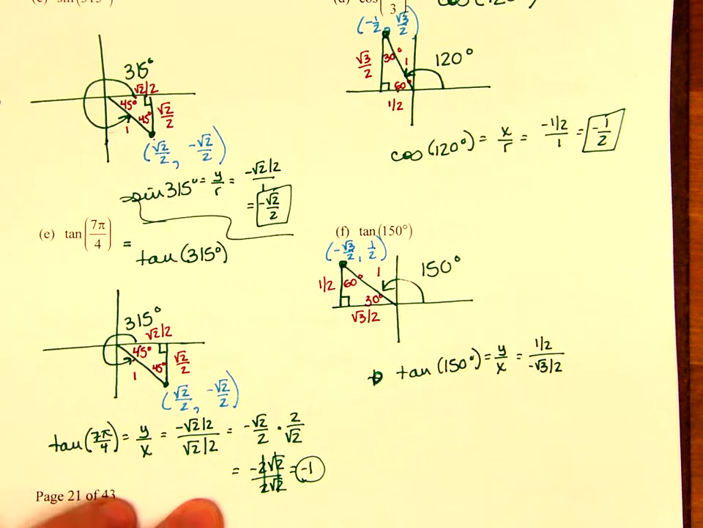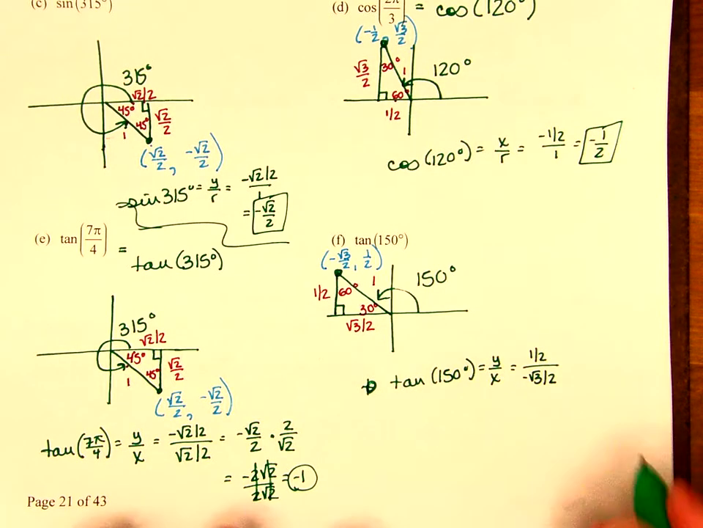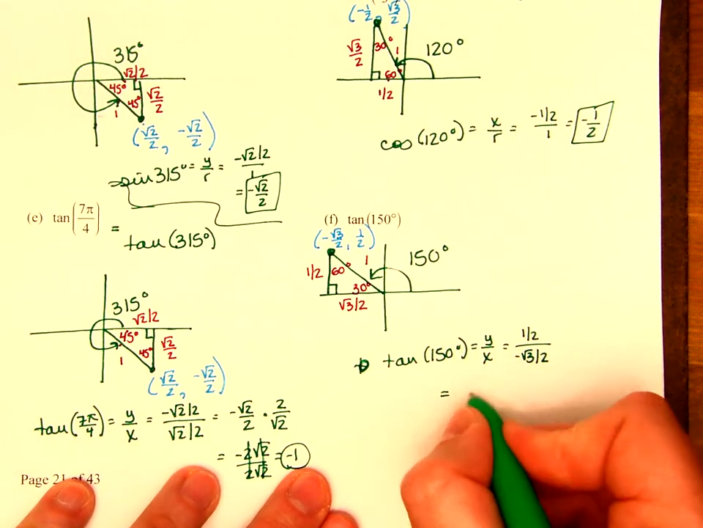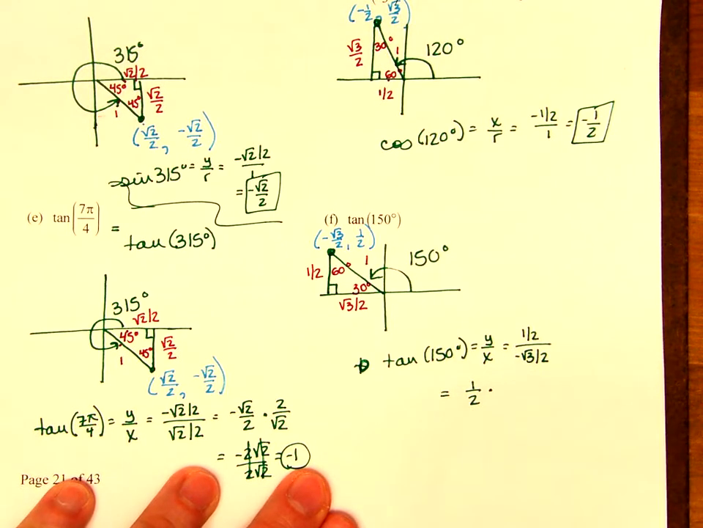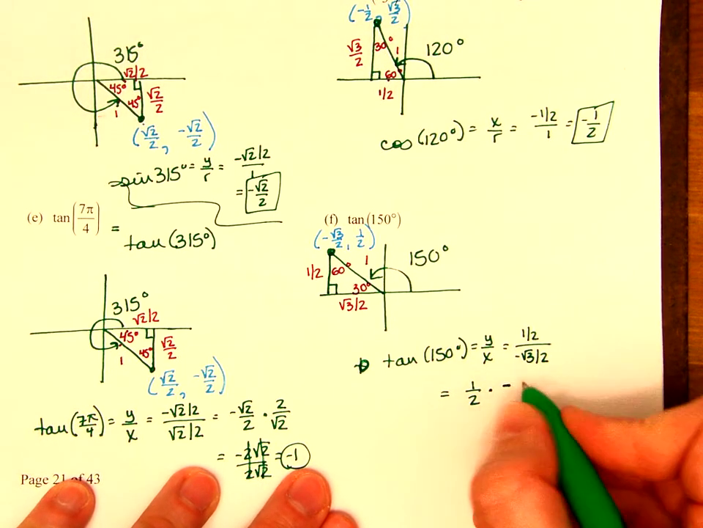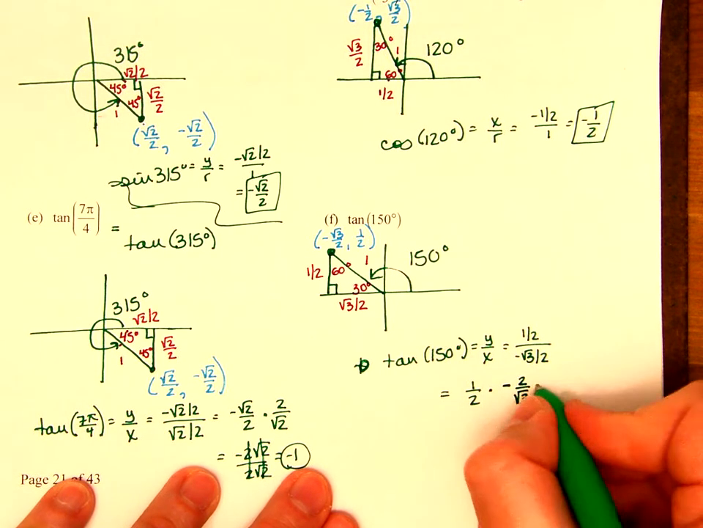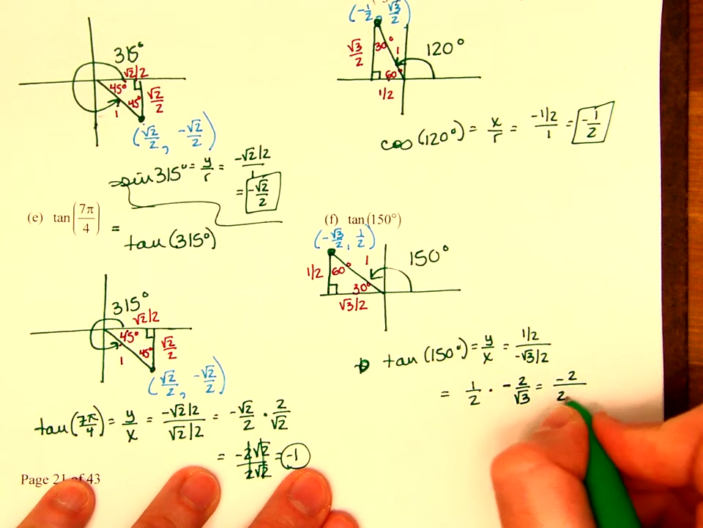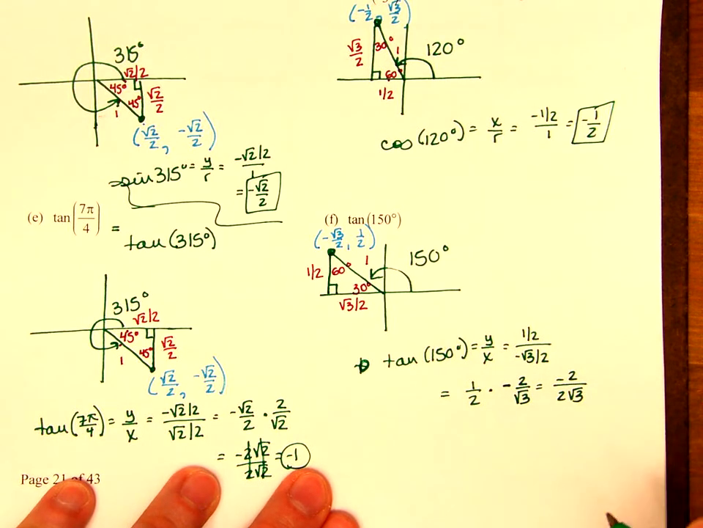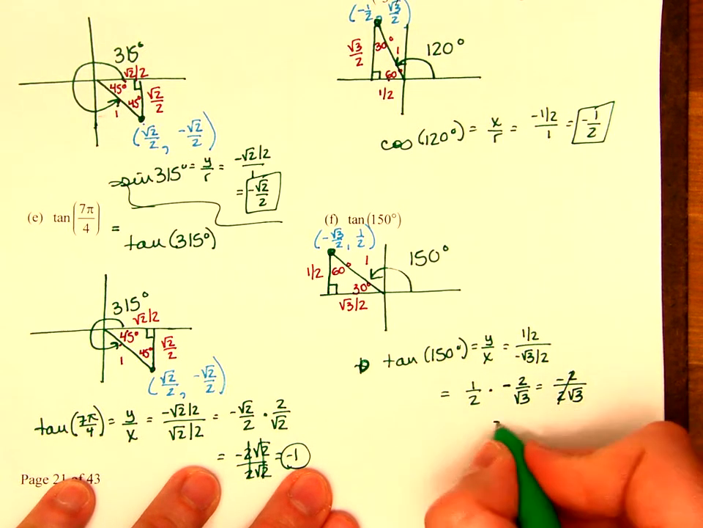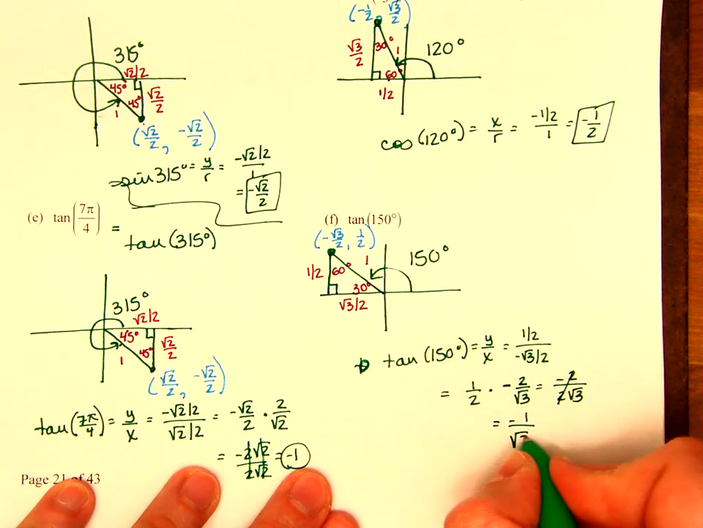Here I can't do that trick of they just cancel. I actually have to go through and do the division, which again means multiplying by the reciprocal. I'm going to say times negative 2 over root 3. I'll multiply and get negative 2 over 2 root 3. They cancel. So negative 1 over root 3.